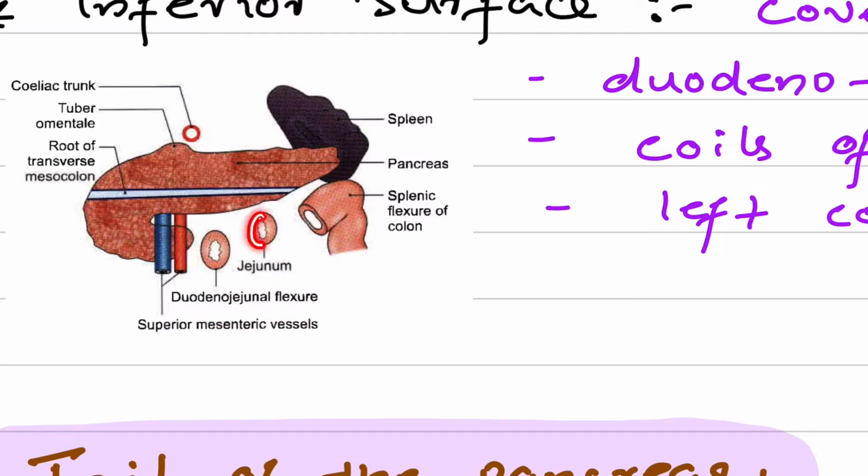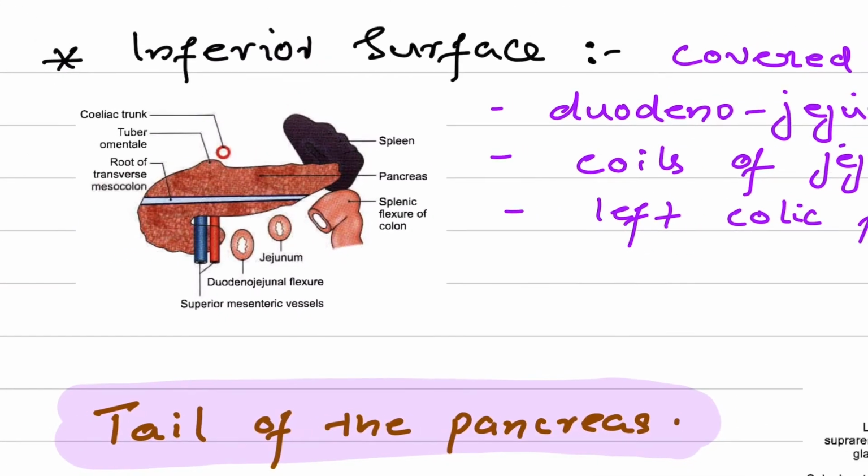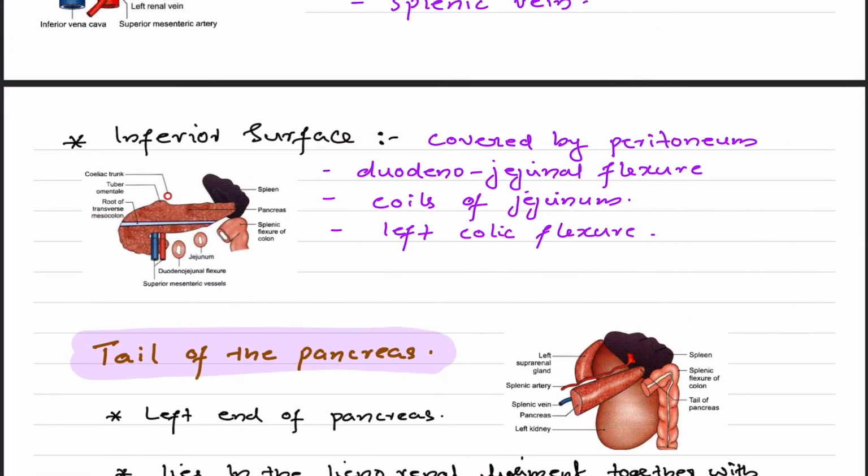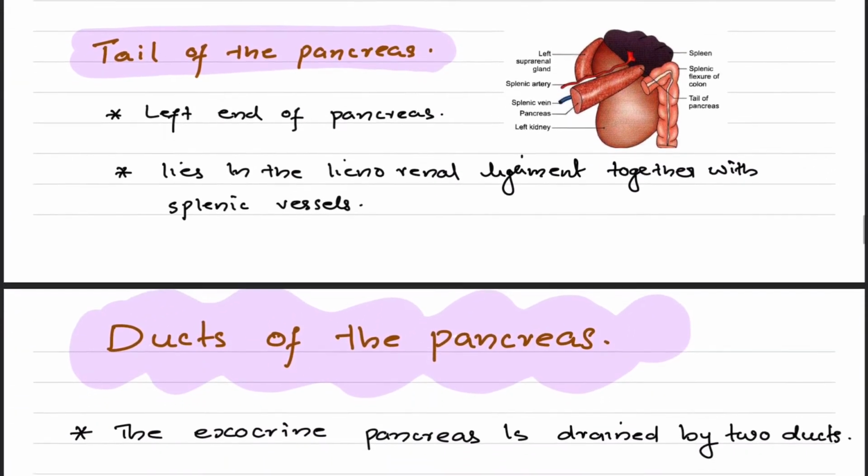Then we have the jejunum here, and the transverse colon is coming like this. So here we have the liver, here we have the spleen. The flexure of the transverse colon here is called the hepatic flexure of colon or right flexure of colon. Here we have the spleen, so we call it the splenic flexure of colon or left flexure of colon. So in the inferior surface we have duodenojejunal flexure, coils of jejunum, and left colic flexure. That's this one. Okay.